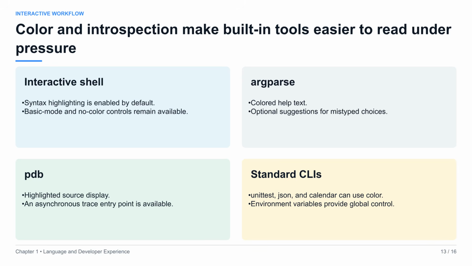The default interactive shell now highlights Python syntax using a conservative terminal palette. Color also appears in several standard library command line interfaces, including argparse help, unittest, JSON, calendar, and the debugger. This is more than decoration when scanning a traceback, command help, or source listing during an incident. At the same time, automation must not depend on color codes. Python follows common environment controls for disabling color, and the basic interactive shell can be selected when compatibility matters. Treat colored output as a human interface enhancement and keep machine consumption on structured data or explicitly uncolored output.